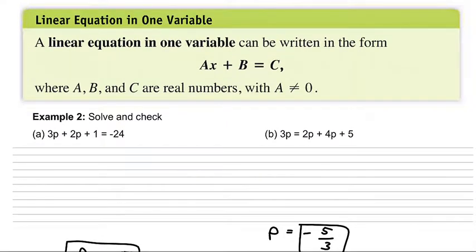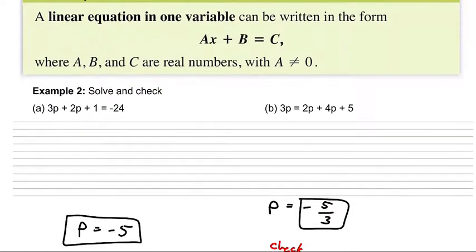Okay, so a linear equation in one variable can be written in the form ax plus b equals c, where a, b, and c are real numbers with a not equal to 0. So a, b, and c are just real numbers. This is a linear equation in one variable. We have a lot of things that come out of this, and we'll take them as they come.